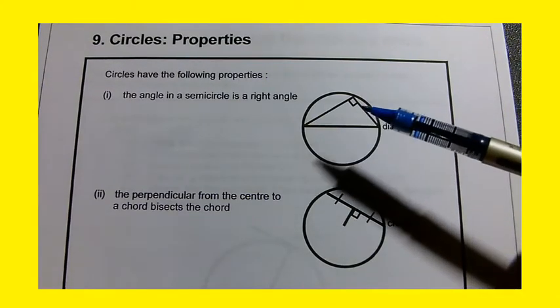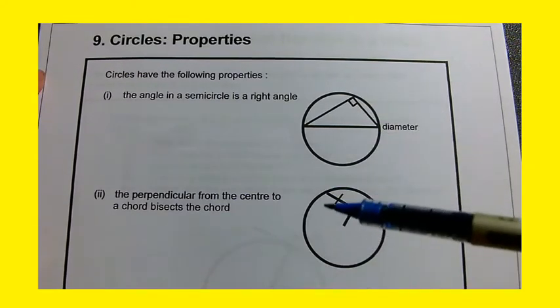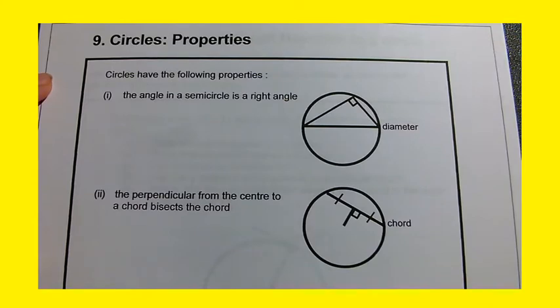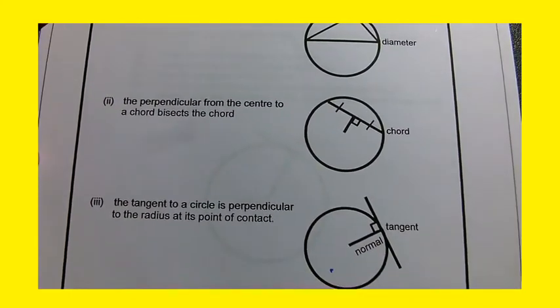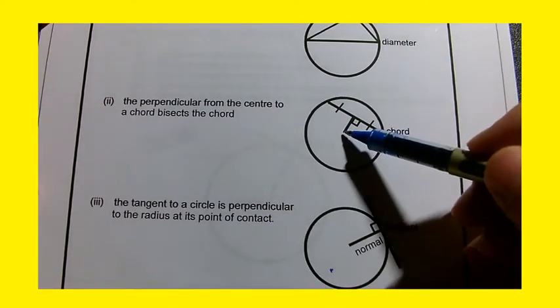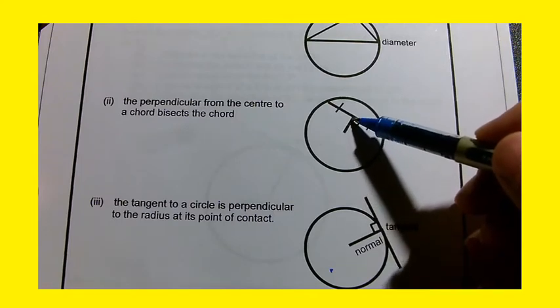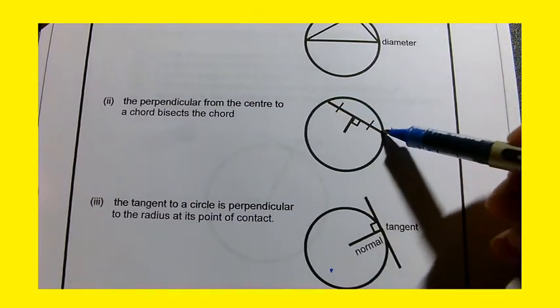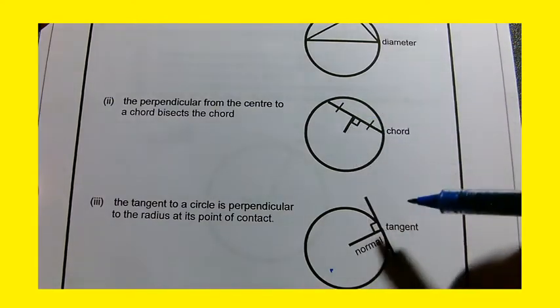Right, so the angle in a semicircle is always a right angle, something you definitely see at GCSE. The perpendicular from the centre of a chord bisects the chord. So if you draw a line from the centre of the circle to the chord, it will cut the chord in two. Okay, bisect, so this will be the perpendicular bisector.